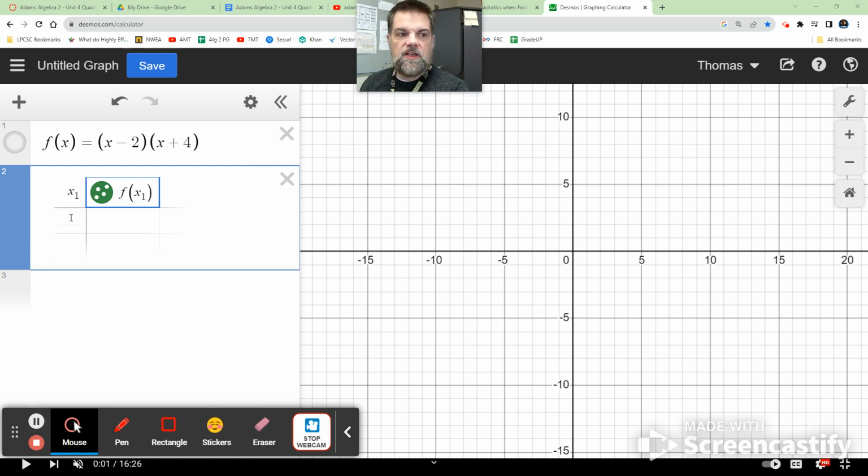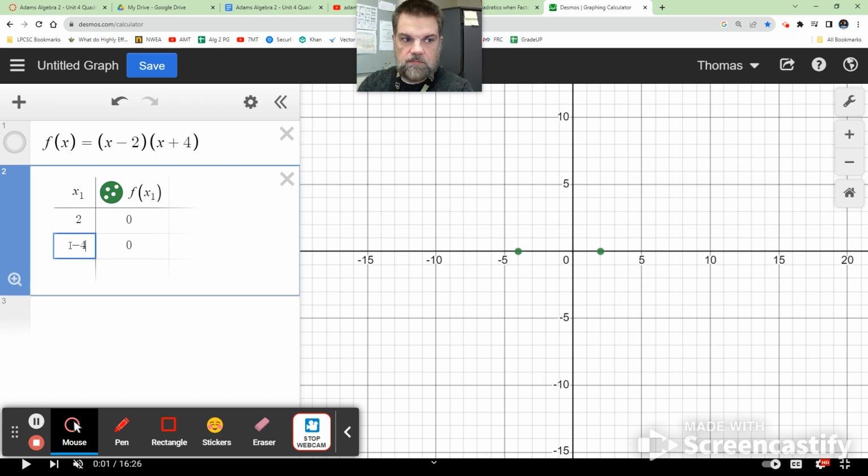All right, so now what we're going to do is, see how this is 2? Do you see how it's x minus 2? Well, think the opposite. So if this is minus 2, I'm going to plug in 2 and see what happens. So that point exists on the line. When I plug in 2, that means my y value equals 0. Now see how this is plus 4? I'm going to plug in negative 4. So just the opposite.